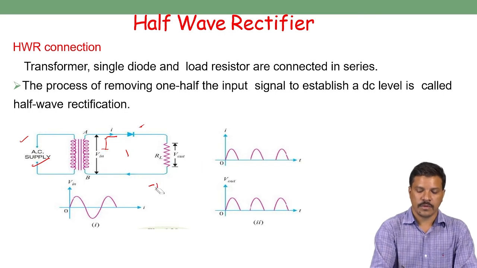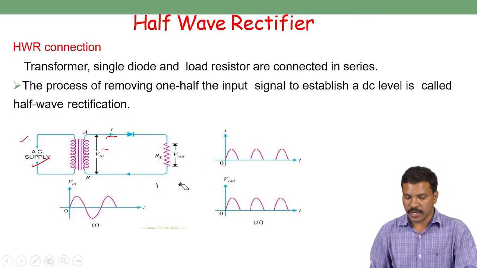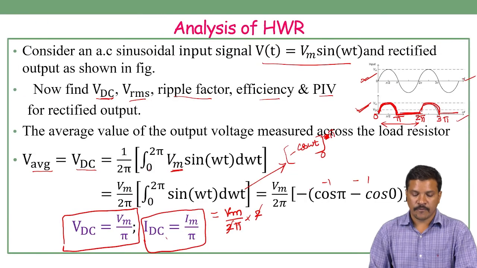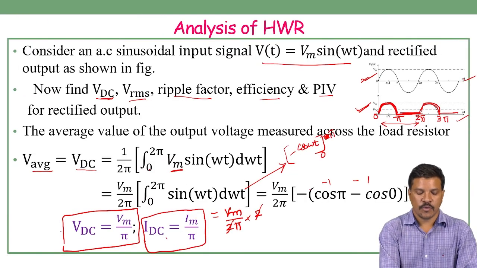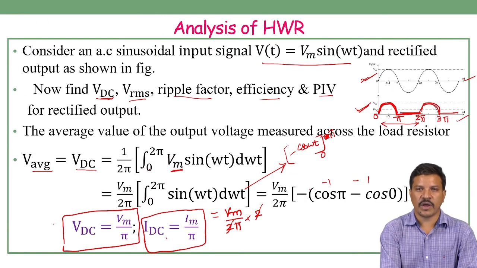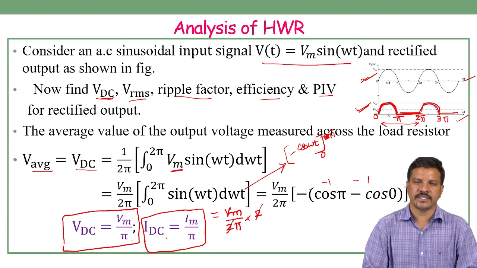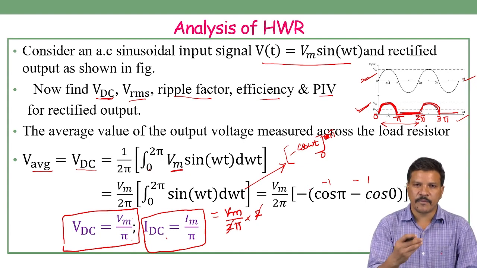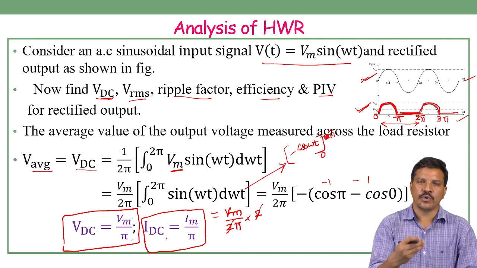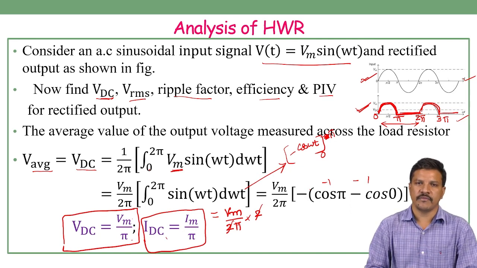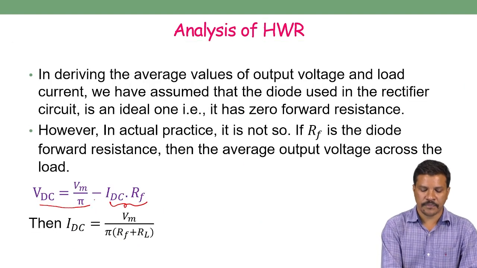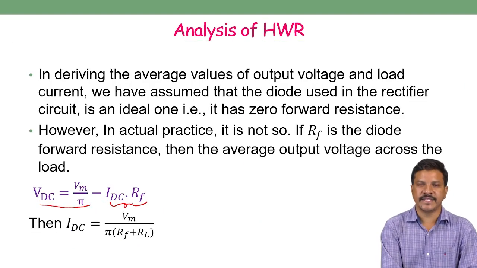So whatever the DC voltage obtained across the load without forward resistance will be Vm by pi. So definitely, when we consider the forward resistance of the diode, we can automatically subtract the drop available in the forward resistance of the diode. So that's why I am considering Vm by pi minus IDC into RF.